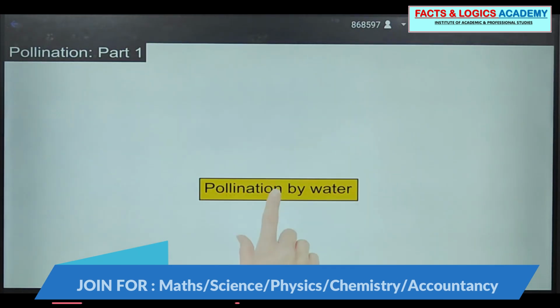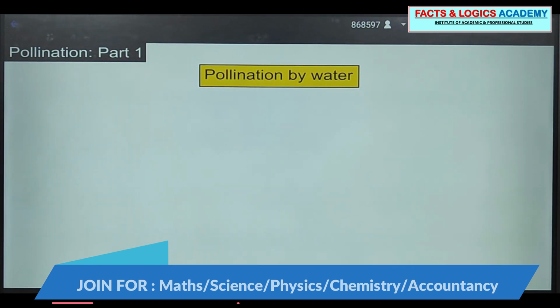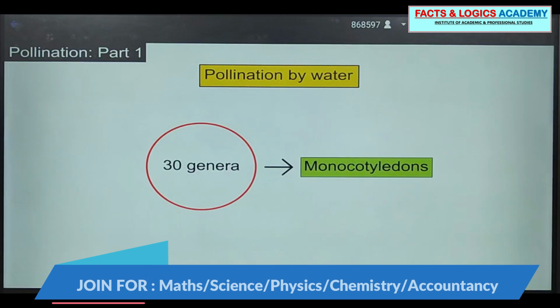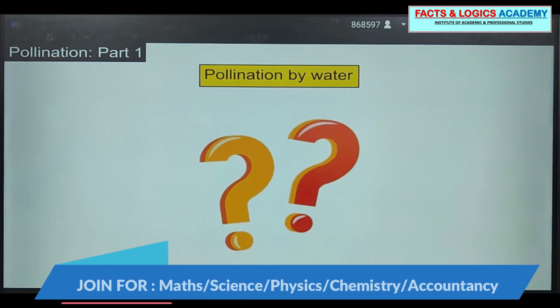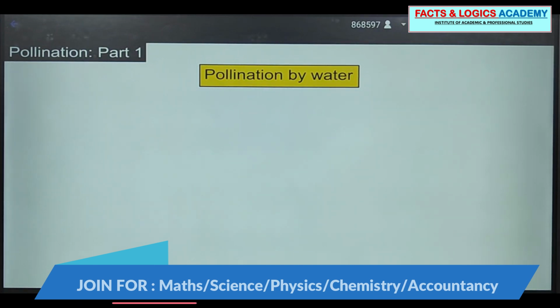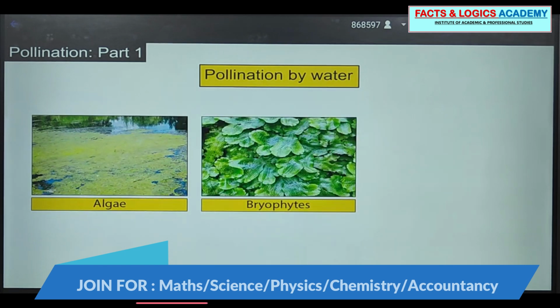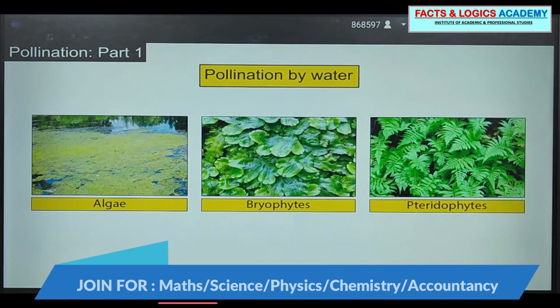Next up, we have pollination by water. Pollination by water is quite rare in flowering plants and is limited to about 30 genera, mostly monocotyledons. Can you recall, where is water a popular medium for fertilization? Yes, you're right. In algae, bryophytes, and pteridophytes, water is a must for fertilization to happen. Anyways, let's come back to this session.